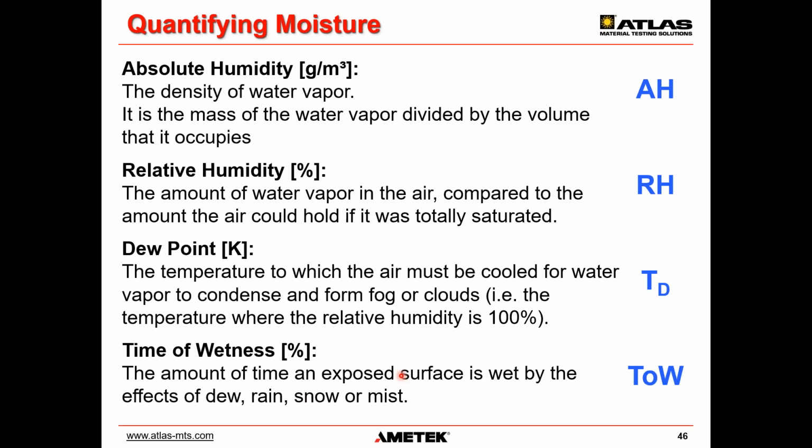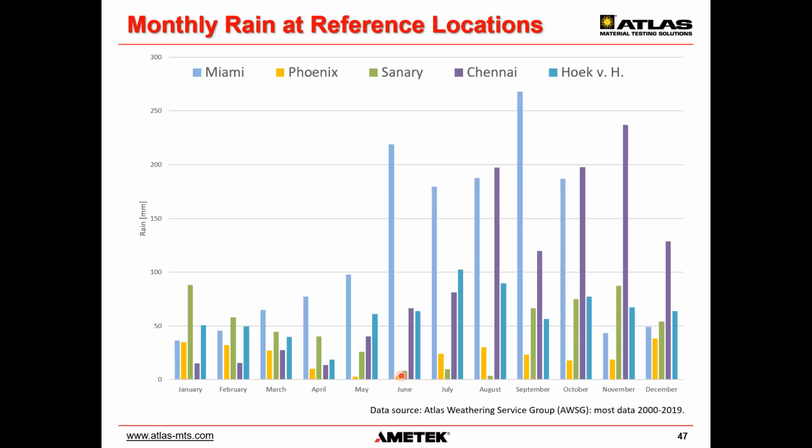So wet can mean by rain. And here we have the average monthly rain from our outdoor sites, averaged over several years at the different sites. And obviously, Miami, Chennai, subtropical, tropical climates, very high amount of rain, so a lot of moisture. There are some seasonal variations, but in general, each month, very wet.